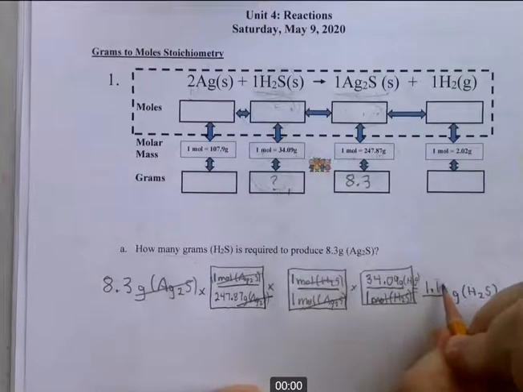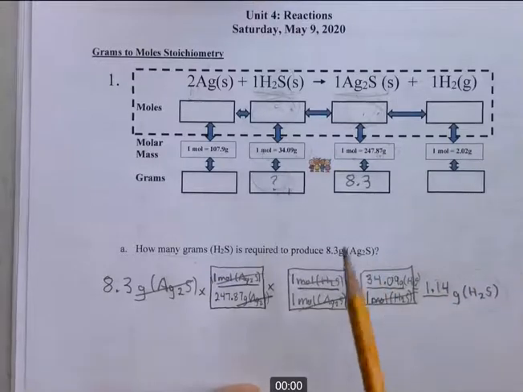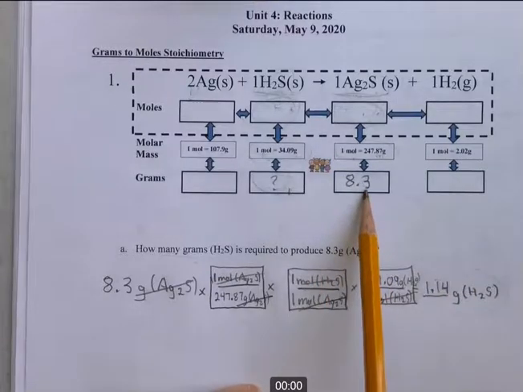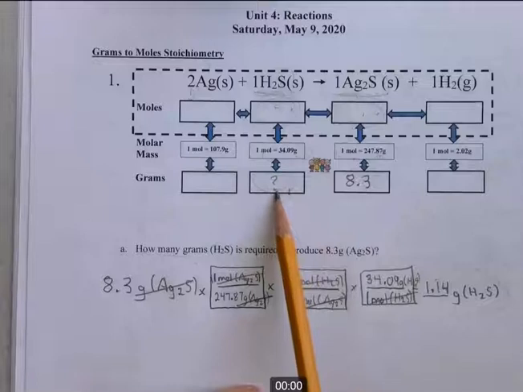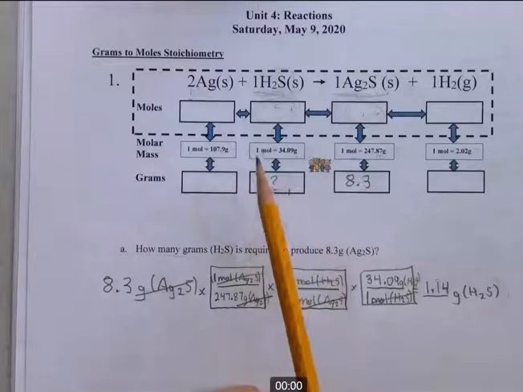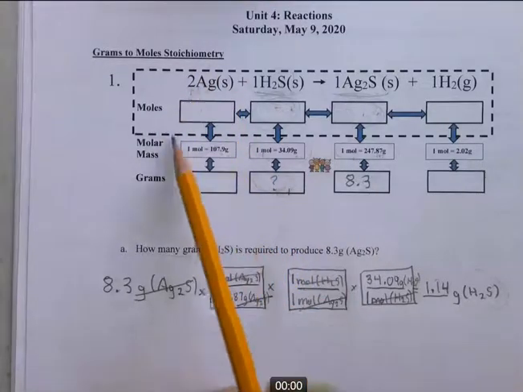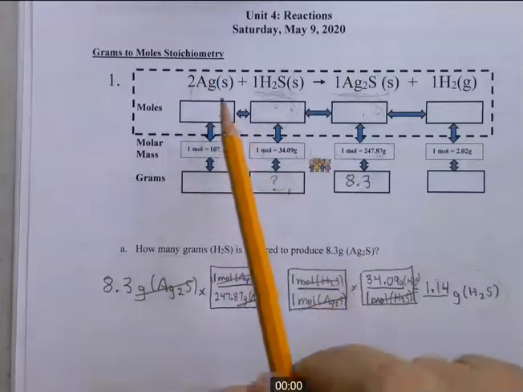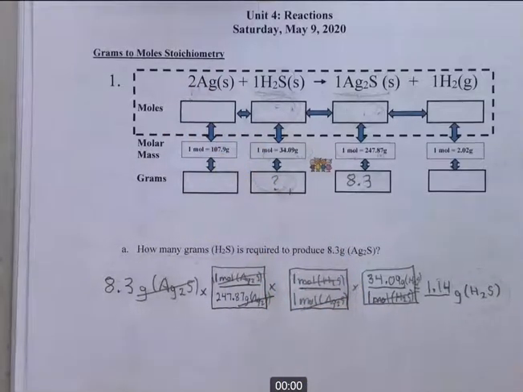So what that's telling us is if we want to end up with 8.3 grams of Ag2S, we need to start off with 1.14 grams of H2S plus at least enough silver. We don't want to run out of silver, so we have to have enough silver to make that work. Okay, so that's how you do a grams to moles type of stoichiometry.